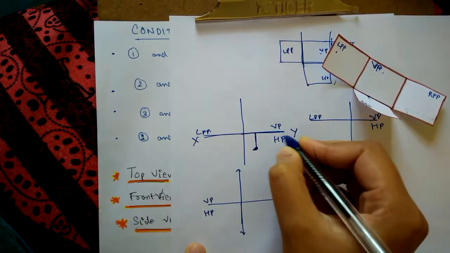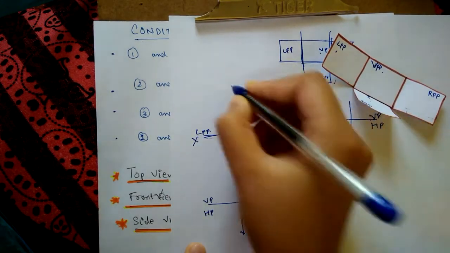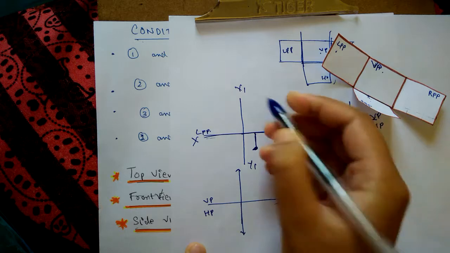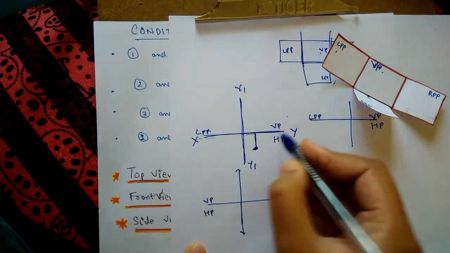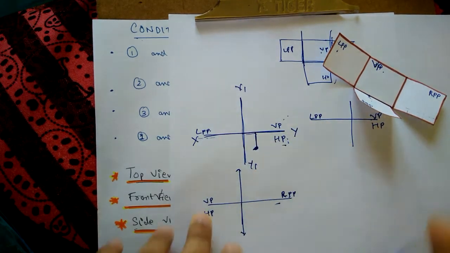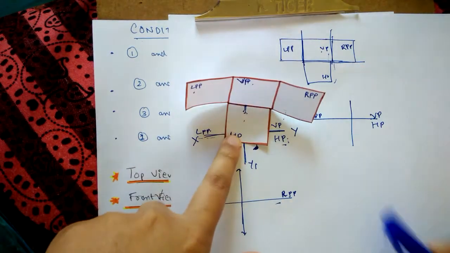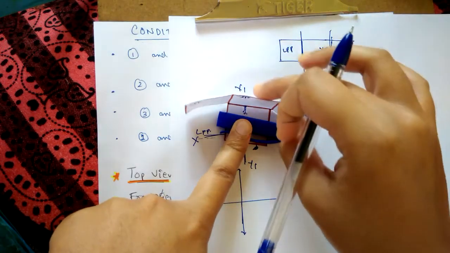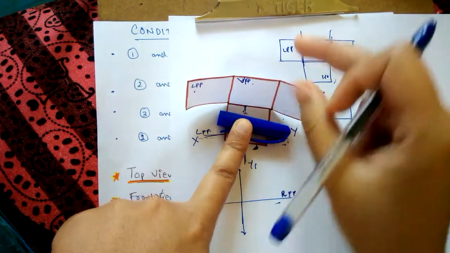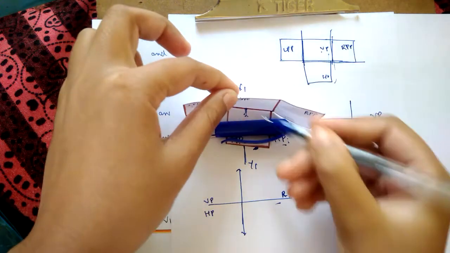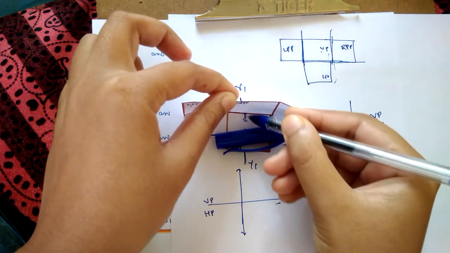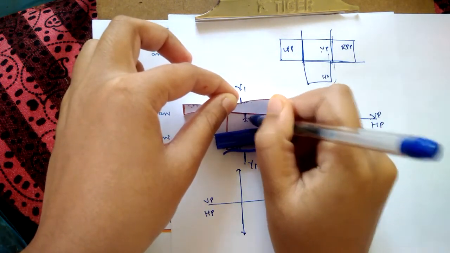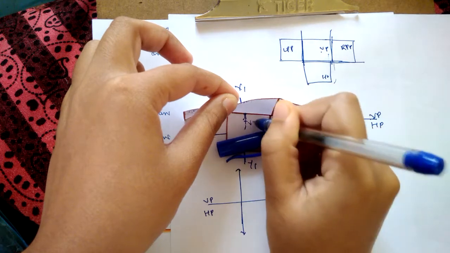That is known as the XY line, which divides the VP and HP, and the X1 Y1 line, which divides the LPP, RPP, VP, HP. So if you consider the case of the cap, it was on HP, in front of VP. So from VP, in front of VP, this distance, if you look from top, will be marked like this: distance from VP.